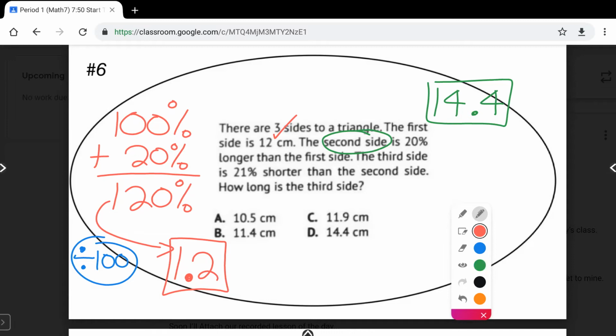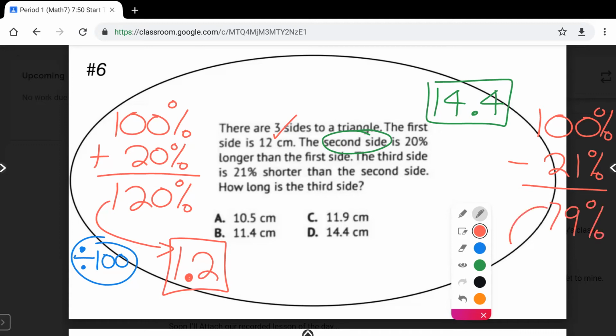But that's not what I want, because then it says the third side is 21% shorter than the second side. So again, I got to do another percentage change. Again, I start with 100%. Since this guy is shorter by 21%, I have to subtract 21% from this. This is going to give me a grand total now of 79%.